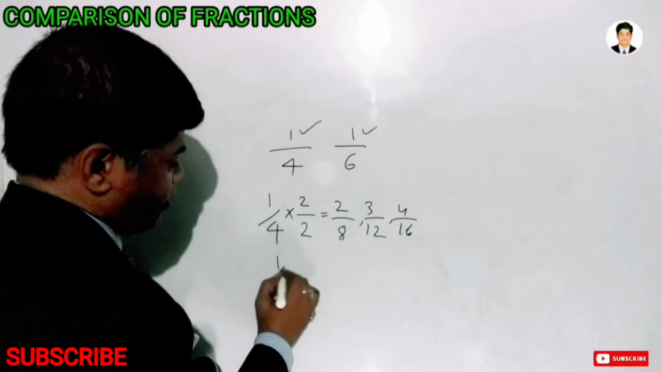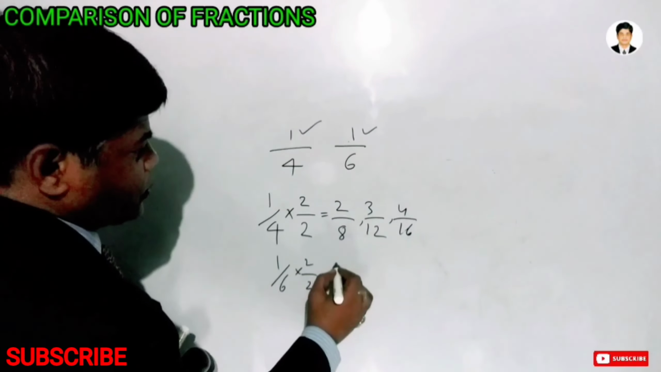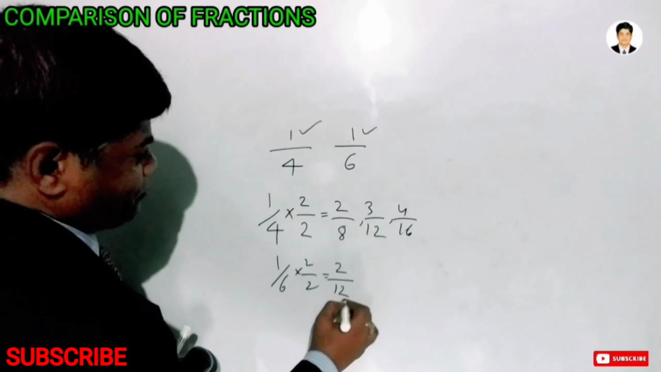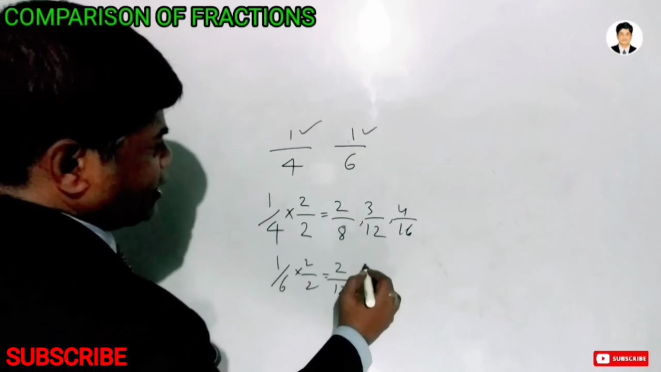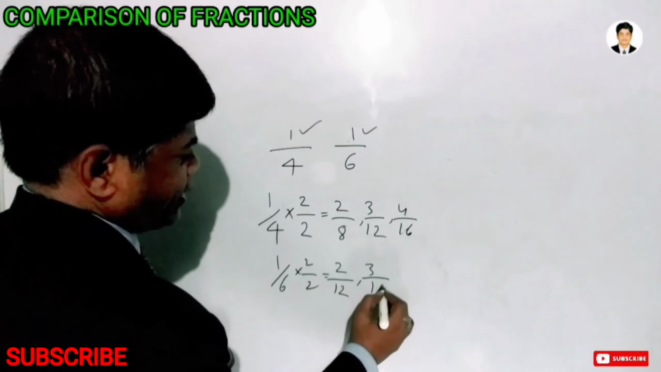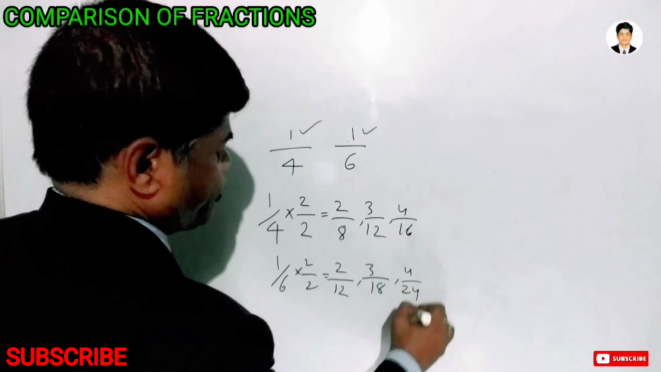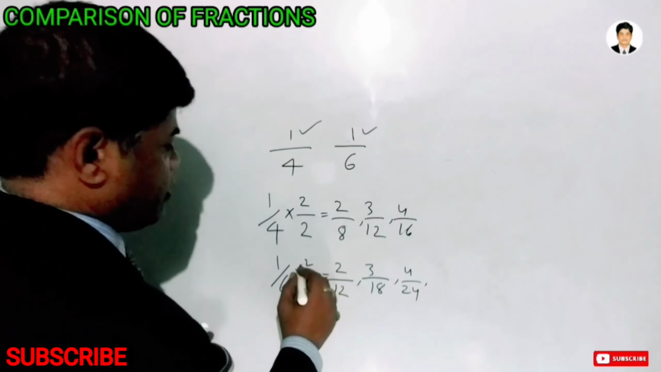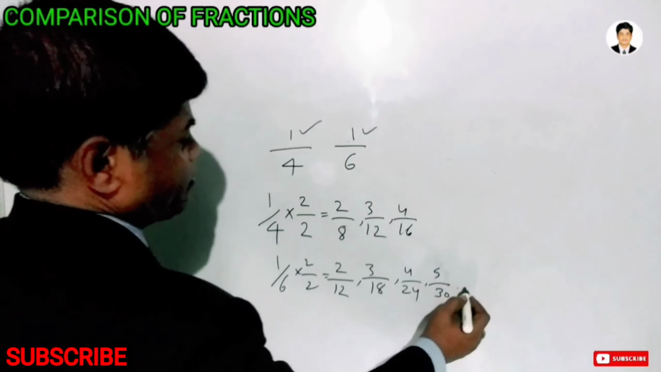Like that, we will check for 1 by 6. Into 2, how much? 2 into 2 is 2 by 12. Now 3: 3 into 1 is 3, 3 into 6 is 18. Next 4: 4 into 1 is 4, 4 by 6 into 4 is 24. Now 5 by 30. Still we have to go.